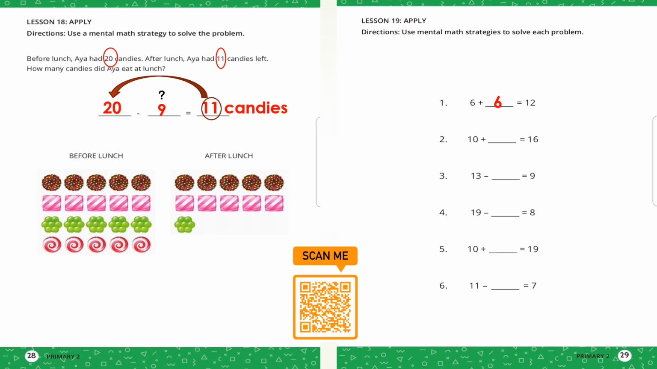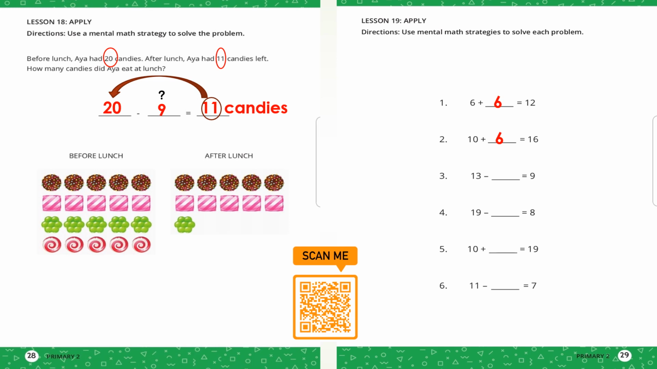Okay? The next problem. 10 plus what equals 16? We can find it from Mr. 10. 10 plus 6 equals 16. 5 plus 10 equals 15, and so on. Okay? We can also find the result by counting from small number to big number. Count from 10 to 16. After 10, 11, 12, 13, 14, 15, 16. How many fingers do we have? 6.